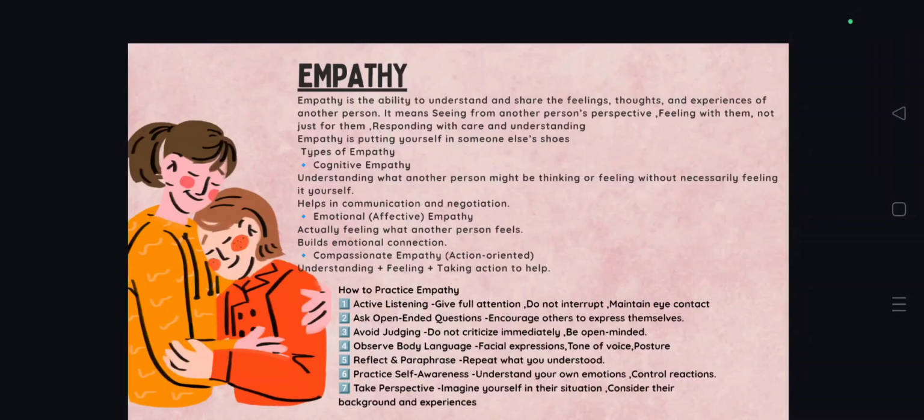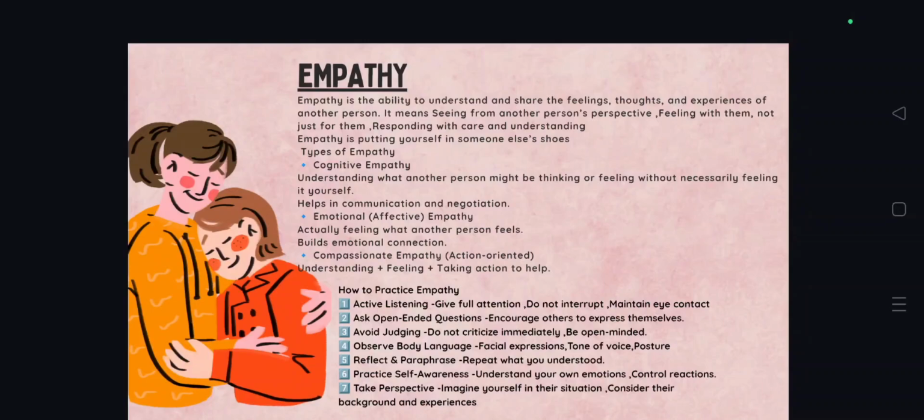Next is compassionate empathy. It means you are understanding what the other person is feeling, you are feeling it yourself, and you are taking action to help. So it comes under compassionate empathy. So first, cognitive empathy is you are understanding. Emotional empathy is you are understanding as well as feeling, and compassionate empathy is you are understanding, you are feeling, as well as you are taking action to help.